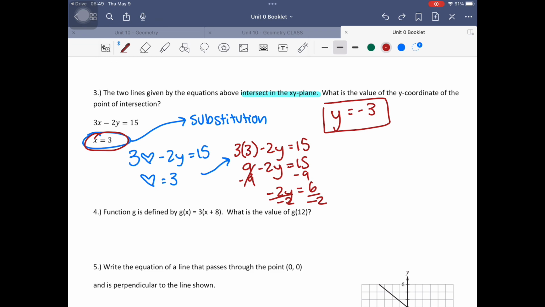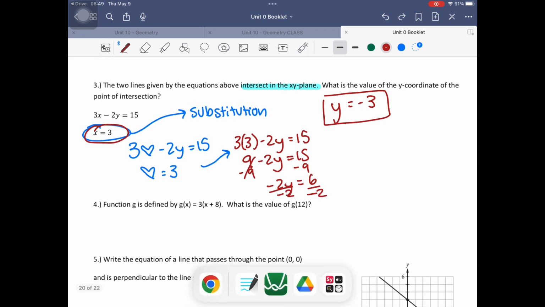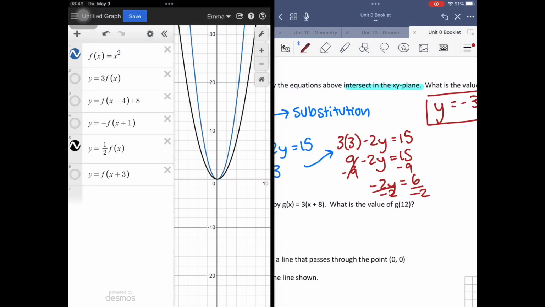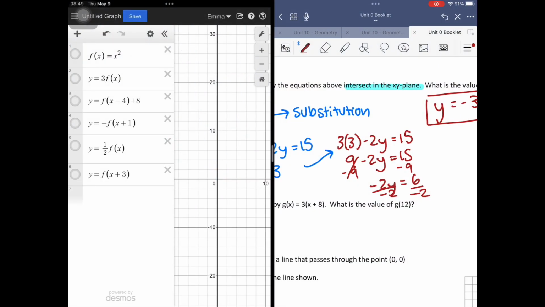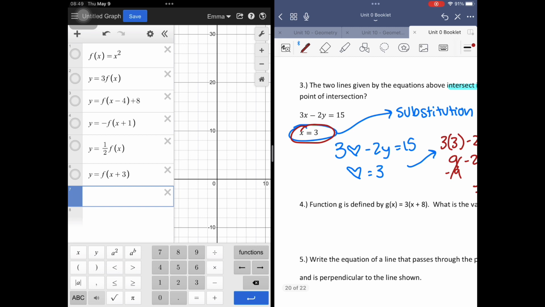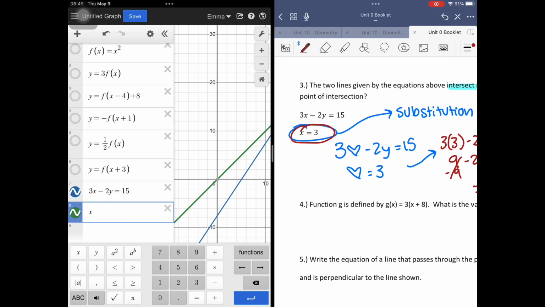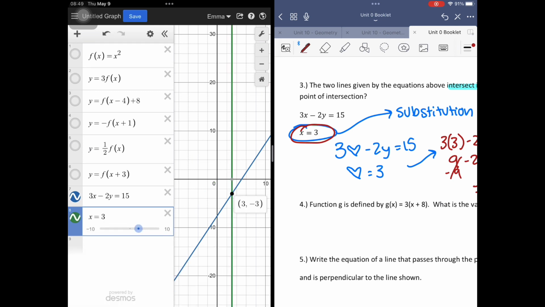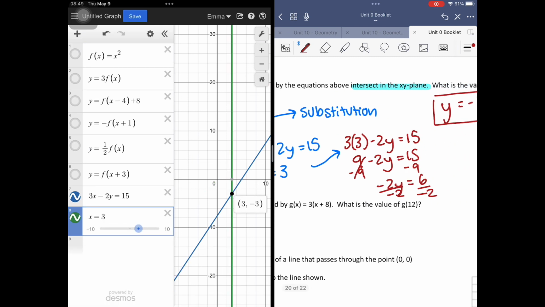Okay, and the other way that you could see this when you're practicing, you could also do this on a calculator as well. You could come into here and you'd have to solve this for y right here, but we could do 3x minus 2y is equal to 15. And then we could put x equals 3. And then we see the y coordinate of intersection is -3. Okay, so that's a good way to check.